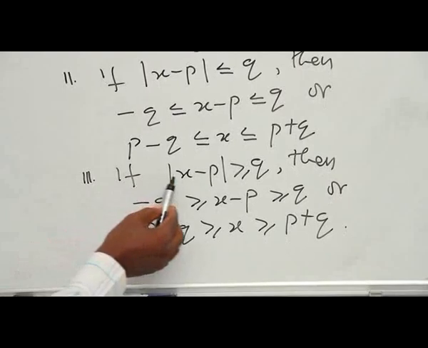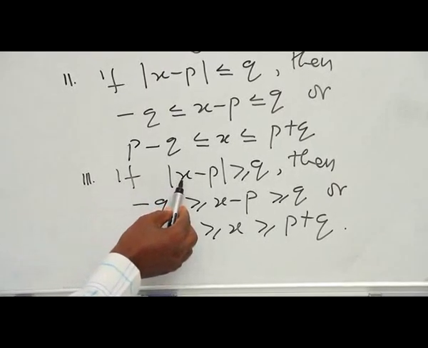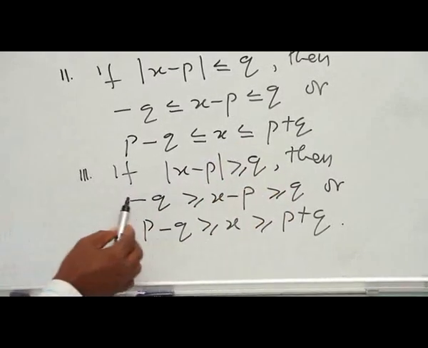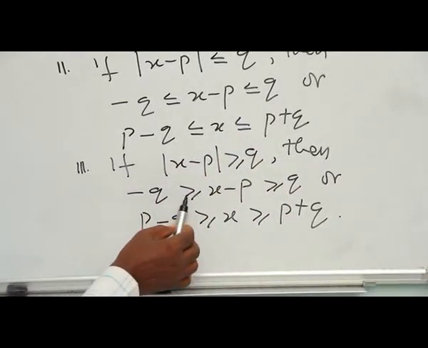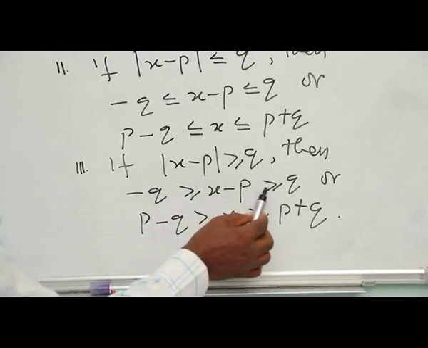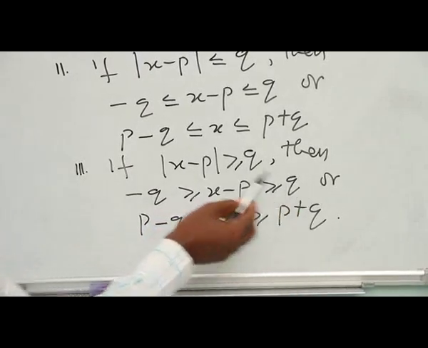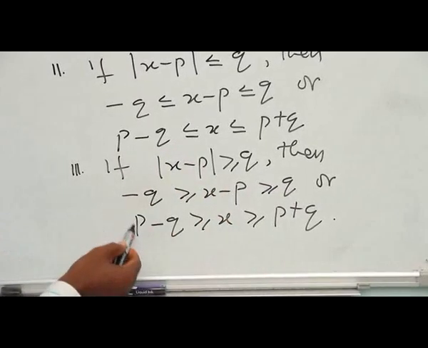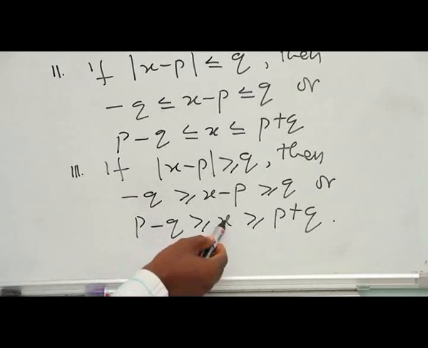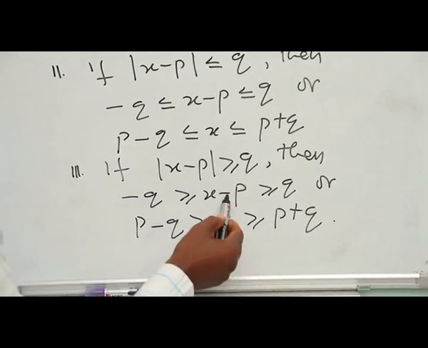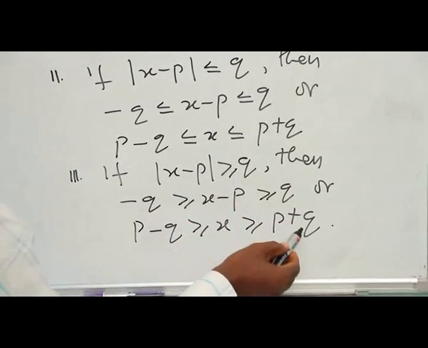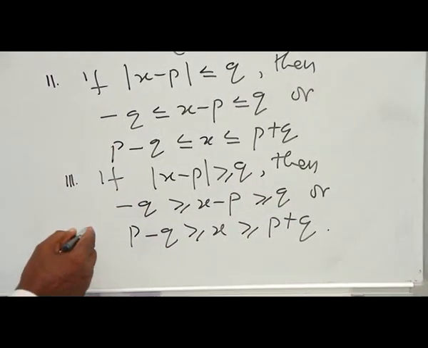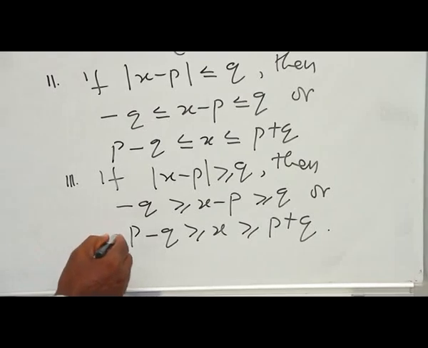Thirdly, if the absolute value of s minus p is greater than or equal to q, then minus q will be greater than or equal to s minus p, and this is greater than or equal to q. Or, just like the previous one, if you bring your minus p down here, it becomes p minus q greater than or equal to s, and this is greater than or equal to, if you take minus p this way, p plus q. So these rules we are going to use in solving problems involving absolute value.